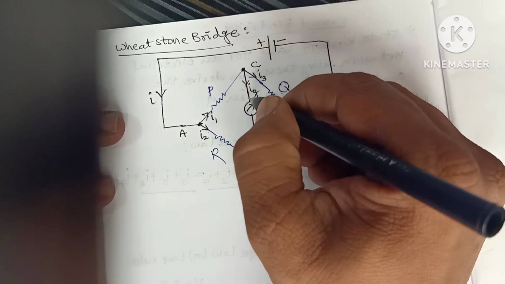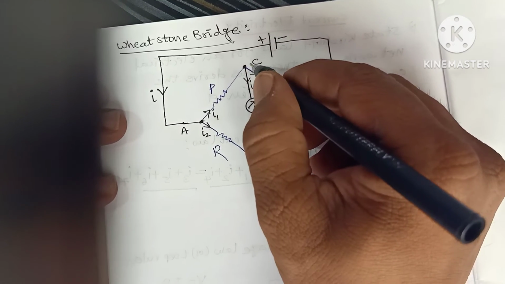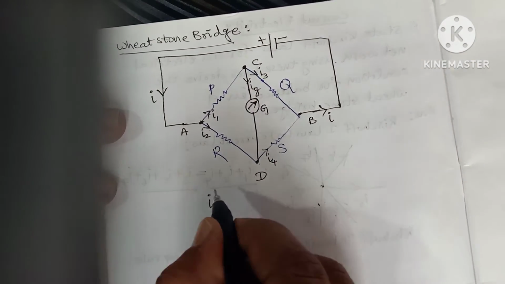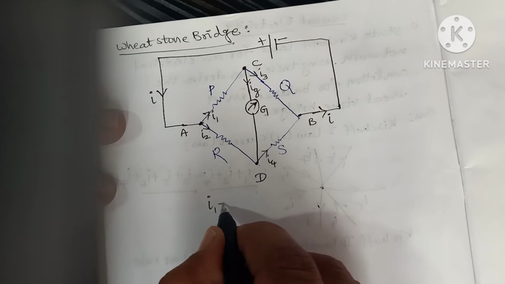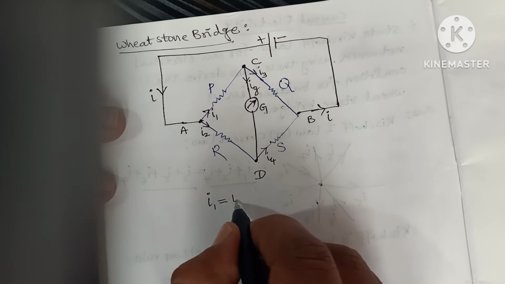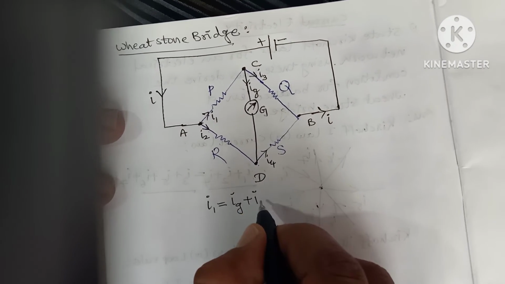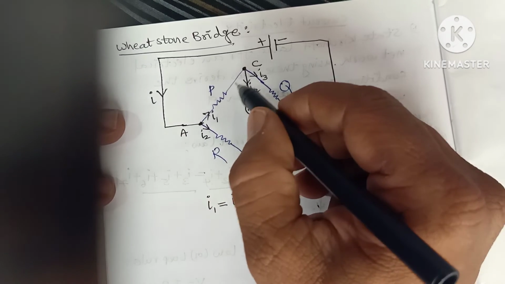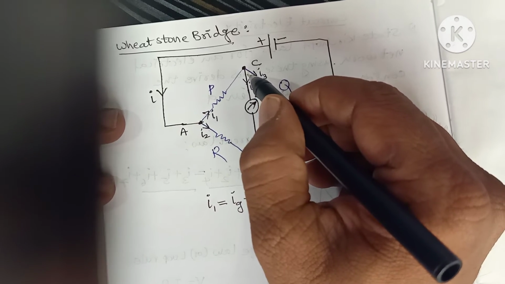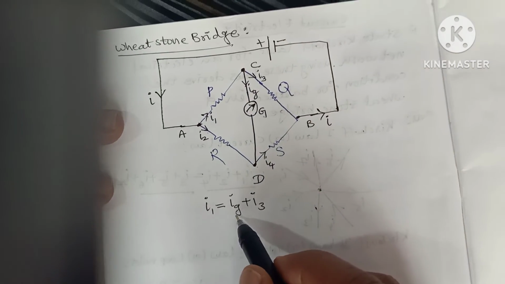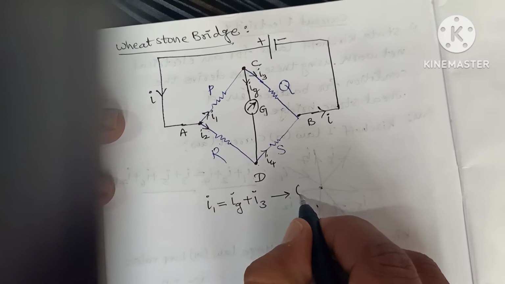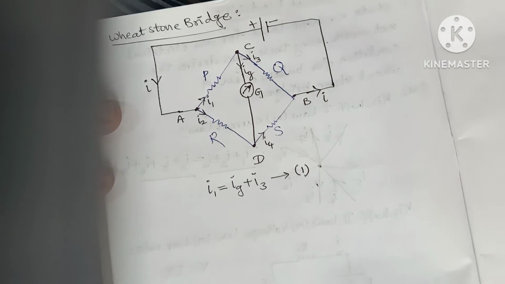Now the galvanometer current moves away from the junction, and I3 is also moving away from the junction, so we can write it as current towards the junction is I1 and currents away from the junction are IG and I3. The sum of the currents flowing towards the junction, here it is I1, and the sum of the currents flowing away from the junction, IG and I3, so IG plus I3 we are writing. Okay, so I1 is equal to IG plus I3, say equation number 1.